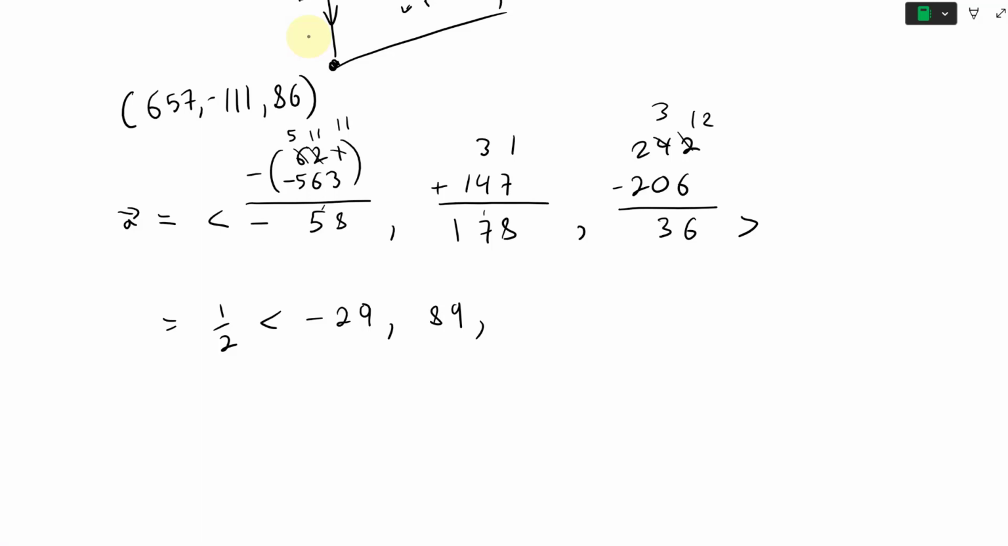So now take a half from 36. 2 goes into 3 once, then there's a remainder 1, and then 2 goes into 16 8 times.